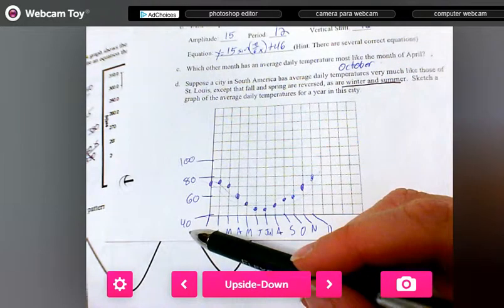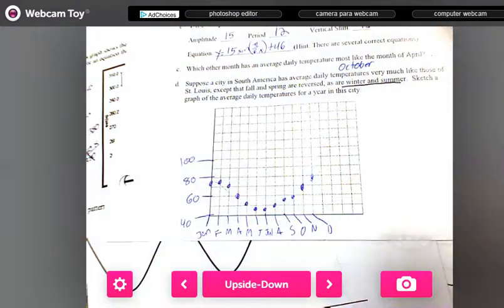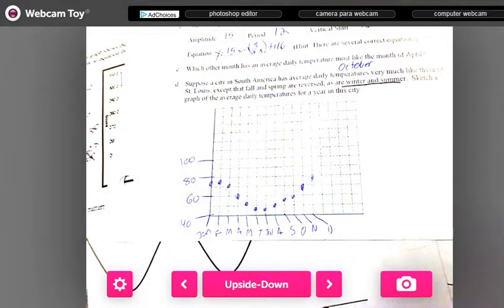For January, I put, let's see, I put June, and so on. February, I put August. Oh, for January, I put July. February is August. March is October, and so on. March is September, that kind of thing.